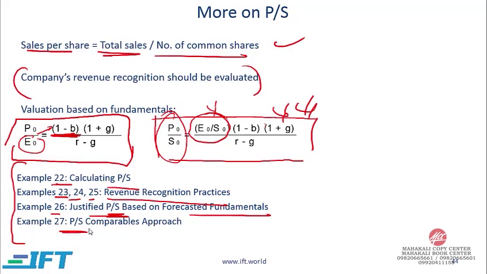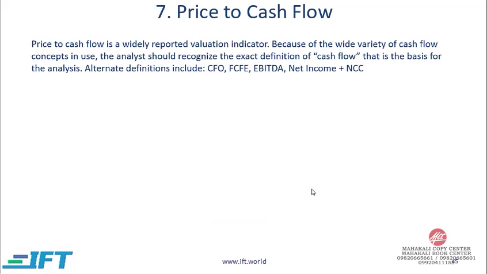What do you think happens there? All else equal, is a high ratio good or low ratio good? As with all other ratios where P is in the numerator, a low ratio means that the stock is relatively undervalued. Price to cash flow. Price to cash flow is a widely reported valuation indicator.